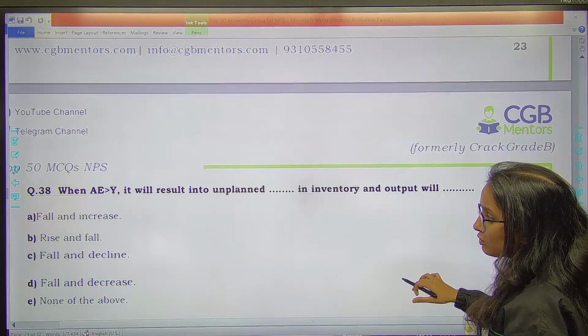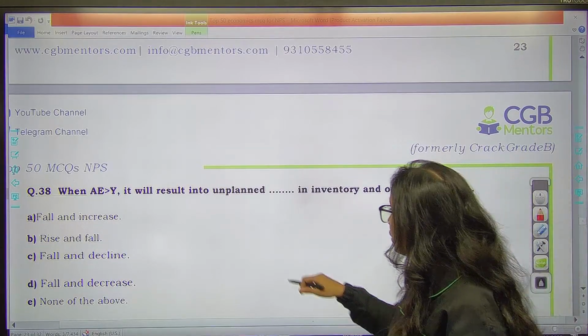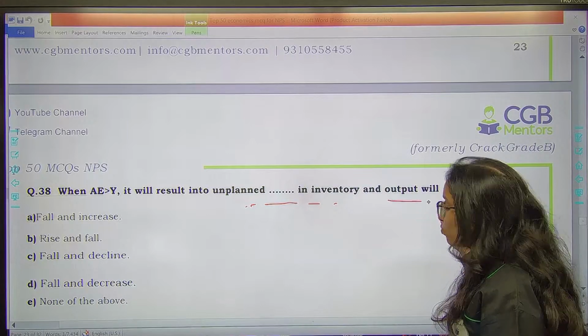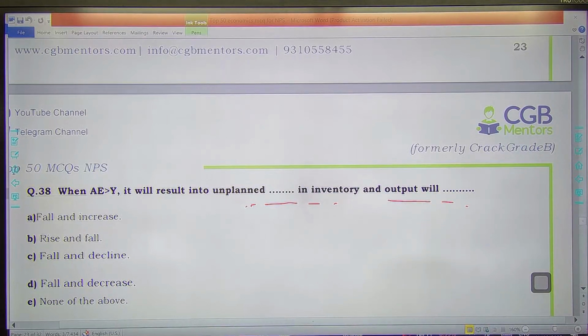When aggregate expenditure is more than income or Y, it will result into unplanned dash dash dash in inventory and output will dash dash dash. Fill in the blank. So basically you have to fill in the blank here. This is a direct graphical question from Keynes. If AE is more than Y, it will result into... what is the correct answer here?